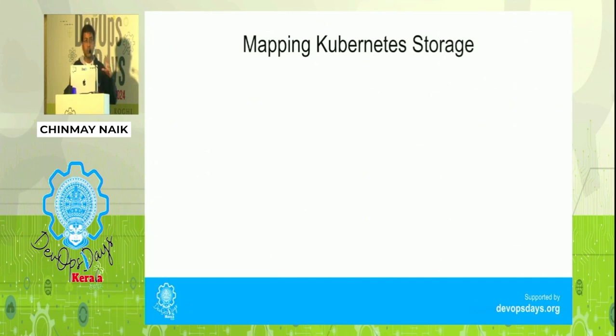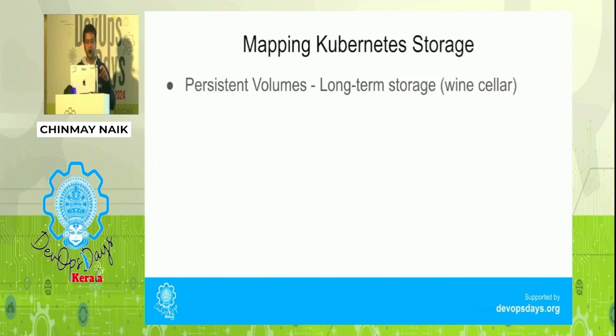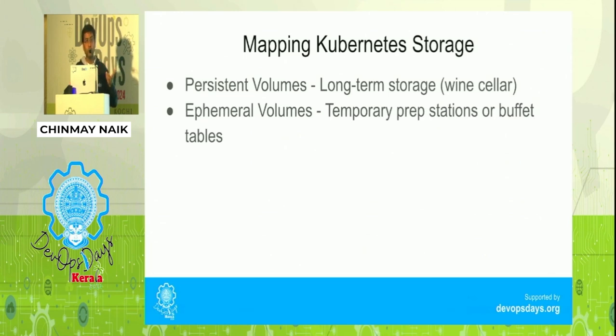Then storage is interesting in Kubernetes, and you can again think of this as persistent volumes as your long form storage, right? Again, thinking from a restaurant industry point of view, imagine a massive restaurant again. They have their own wine cellar, right? So that could be like a long term storage that they use for storing wines, right? Your ephemeral volumes could be something like your temporary prep stations or your buffet tables. This is where you're assembling a few things, and then the state is stored there. But then once the buffet is over, that gets cleaned up essentially, right? So think of it as ephemeral storage that you get.